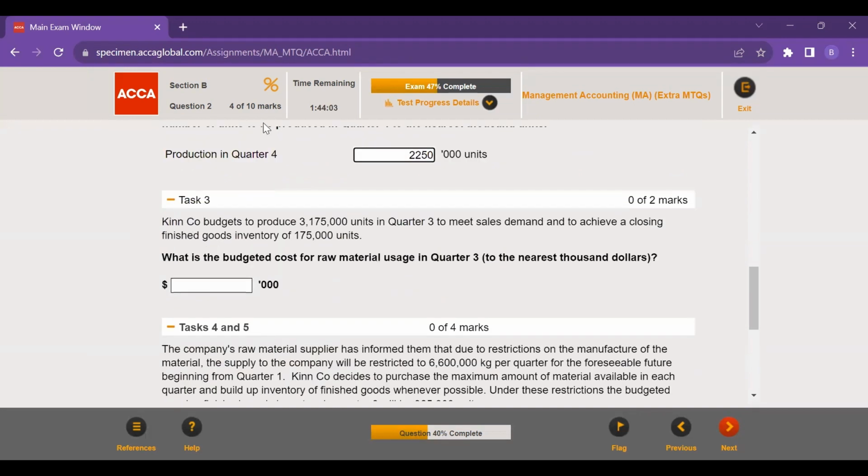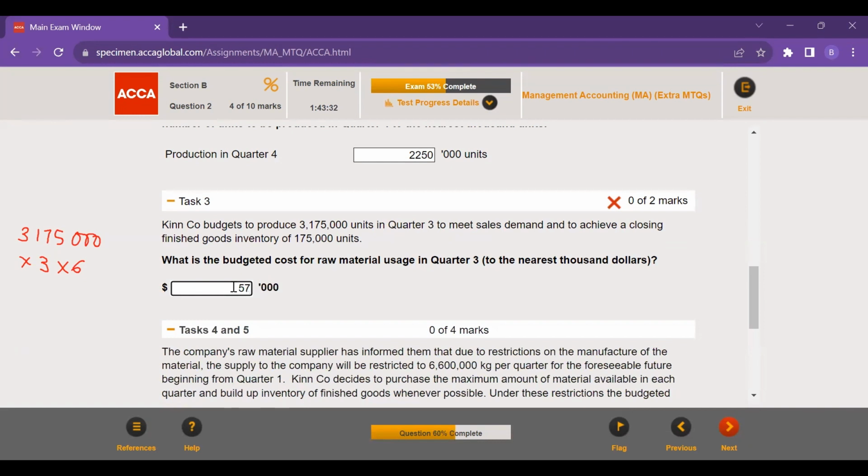We simply take this 3175,000 and multiply that by 3 kg and multiply that by $6. If you carry out this calculation, you will get your answer as 57150,000. Again, 000 is already added, so I will just enter 57150. With this, I have done my task 3 also.